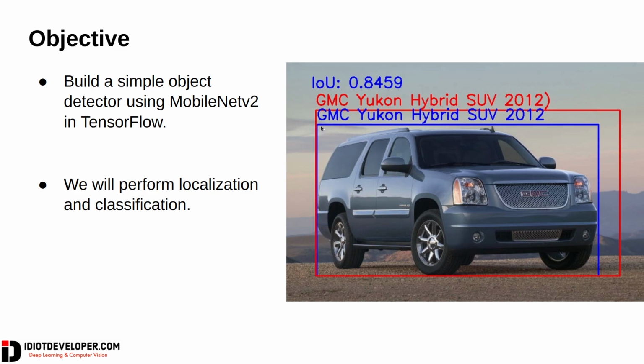Here you can see the blue box which represents the ground truth and the red box which represents the predicted. And here you can also see the IOU score, which is really good, that is 84% of IOU. And here you can see both the classes, the ground truth class and the predicted class. So this is what our prediction at the end of this video would look like.